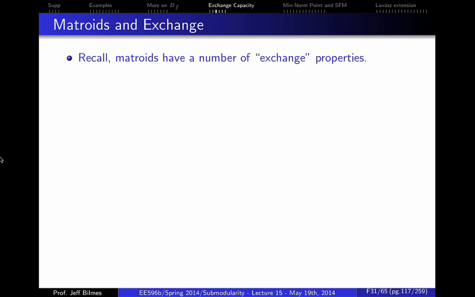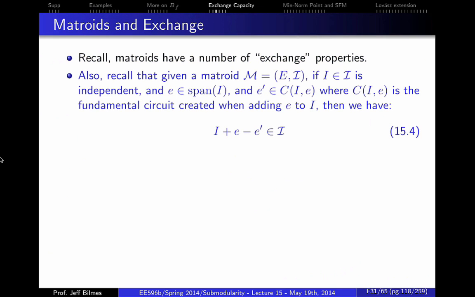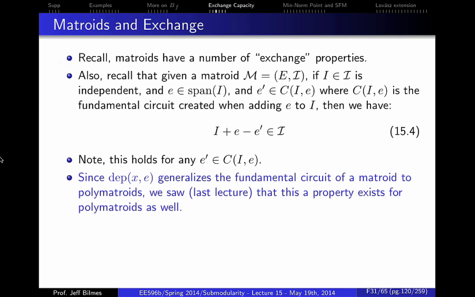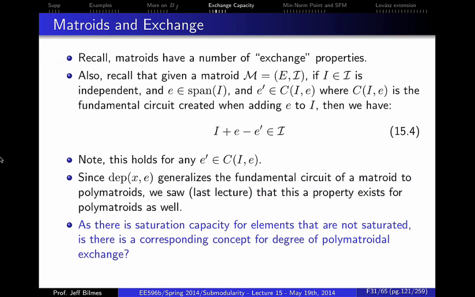And we also know that matroids have an exchange property, and we saw that there's the fundamental circuit of a matroid. This is all review. We've already seen this before. And then we saw how dep generalizes the fundamental circuit of a matroid to polymatroids. We can say that the fundamental circuit are those elements that if we remove an element and lose independence, we can remove these other elements and regain independence. So those are the things that define the fundamental circuit.